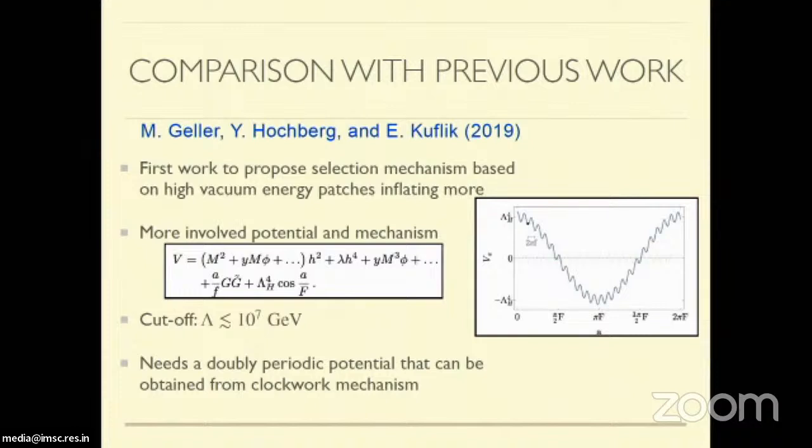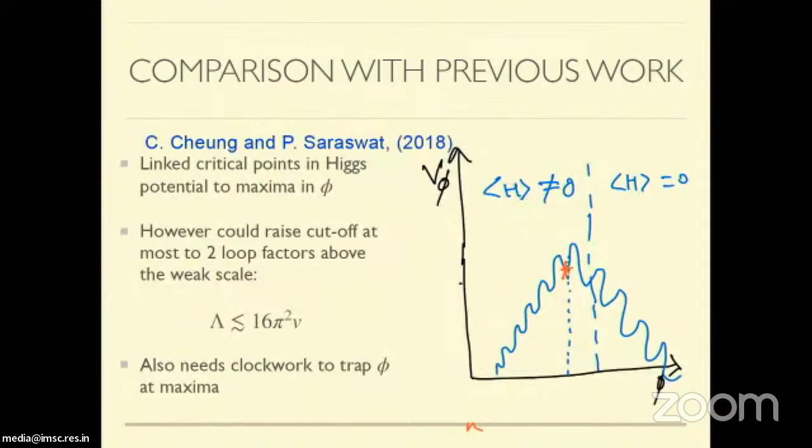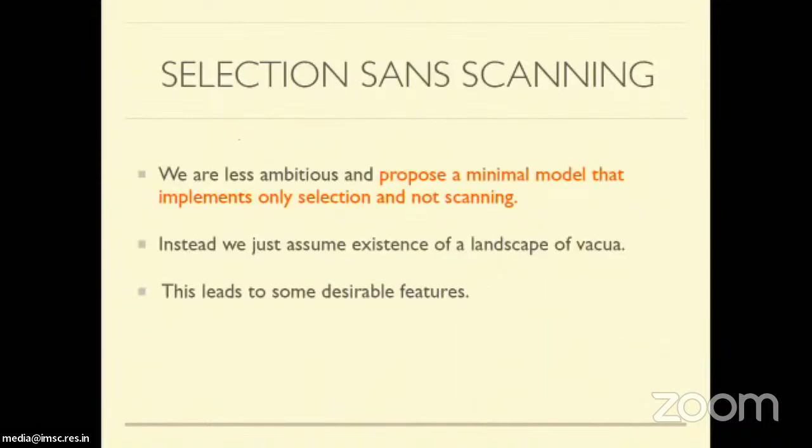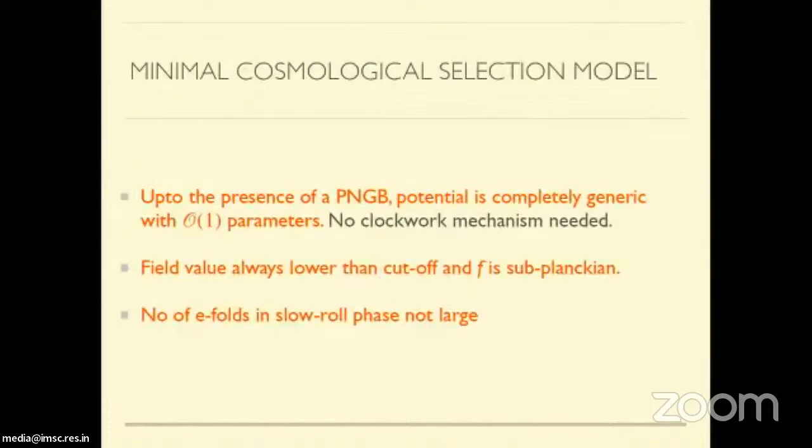So in some sense it's very contrived to get these kinds of potentials, and all these 3 models have this potential. Because we are doing something more minimal, we don't want a mechanism that scans the mu squared in different vacua, we just use the phi for selection, we don't encounter this problem. And there are many nice features. For example, those models always have some crazy things, for example the field value of phi is trans-Planckian or above the F, or the number of E-folds is very, very large. But our model is much simpler and also doesn't have these issues.